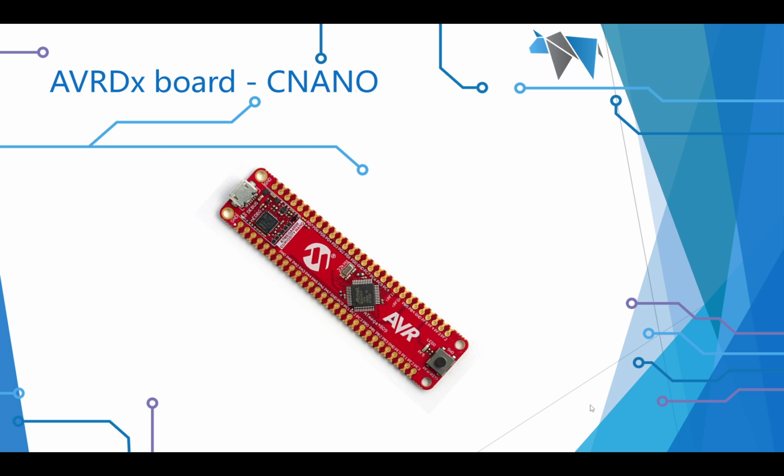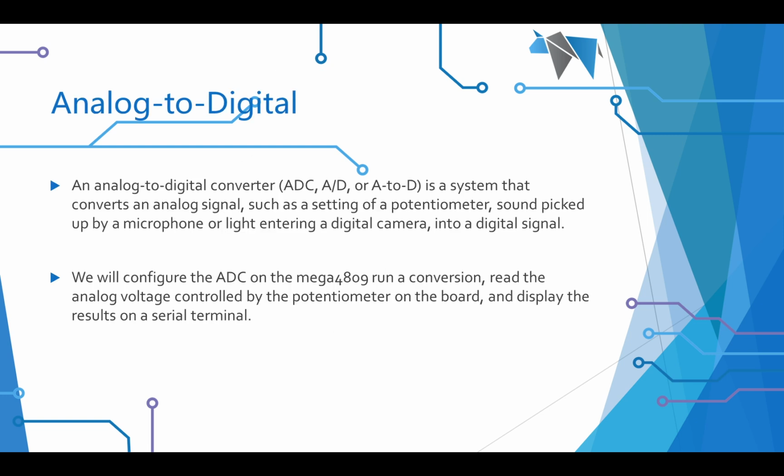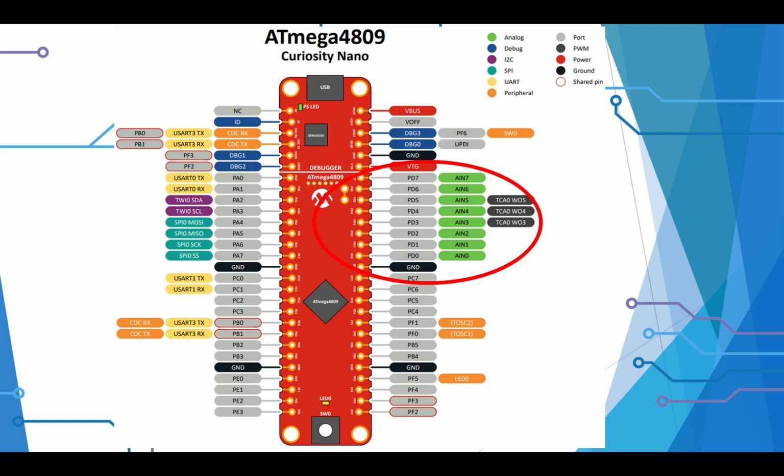What have I got? I've got an AVR DX board. The 4809 could be used, and you can use this with any of this range. I went into this before, but we're going to read an analog to digital conversion using the ADC, run that conversion, and put the results on a serial terminal. But this time it's going to be driven by an interrupt.